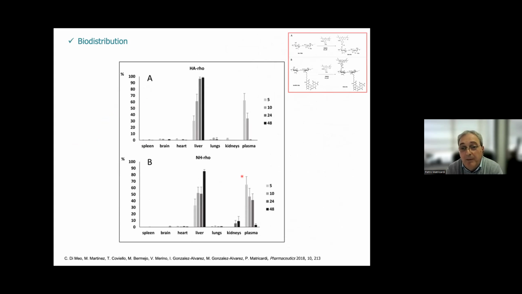For example, for hyaluronic acid, most of the material is present in the liver, and you have a different concentration in the liver over time, and at the same time a reduction of the plasma concentration. This graph is related to the hyaluronic acid. But when you transform the hyaluronic acid into hyaluronic nanoparticles, you have a different biodistribution. You can see immediately that you have a different circulation of the nanoparticles in the bloodstream with respect to the hyaluronic acid.